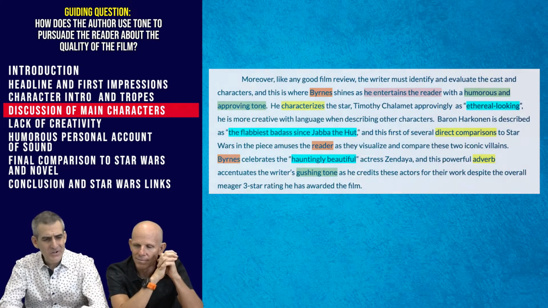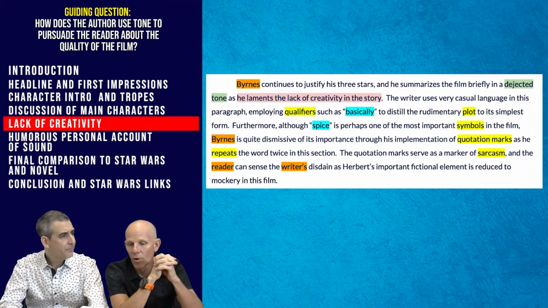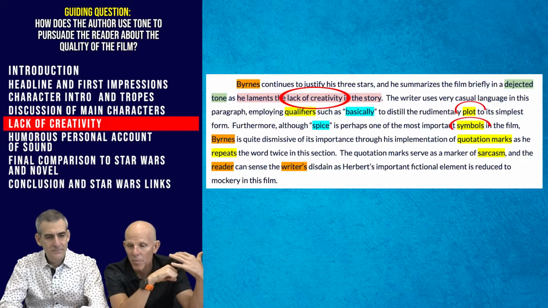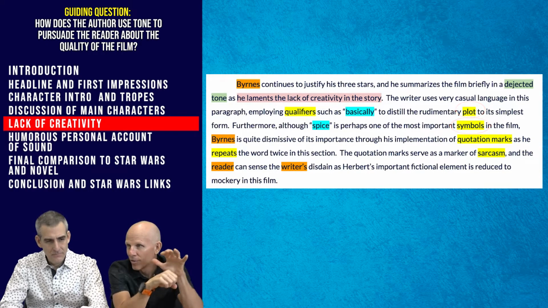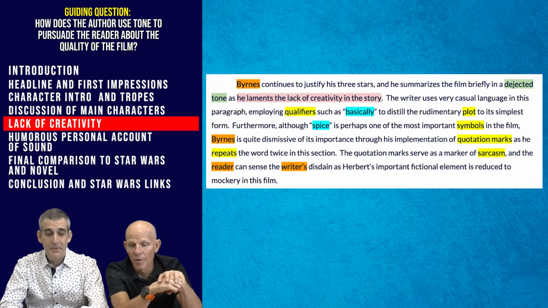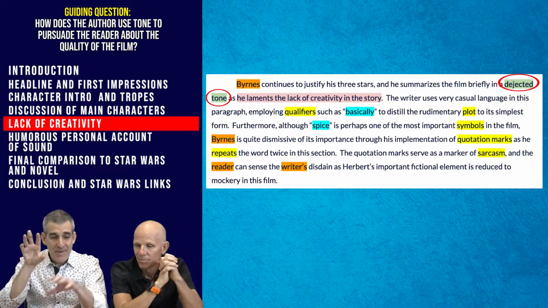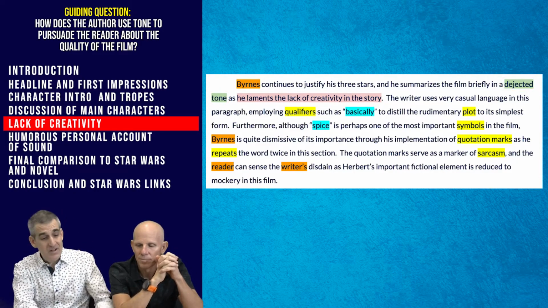There's a small paragraph here, Giles. What are we doing with this small paragraph? What do we see here? Well, again, this is the summary, right? We're looking at the lack of creativity, and again, thinking about the plot and the symbols. And again, the writer probably had a short amount of time and said, I want to talk about this, but I don't necessarily want to linger on it too much. Yeah, that idea, dejected tone matches the lamenting of the creativity. It is. It's a short point to make, but it is worth making.